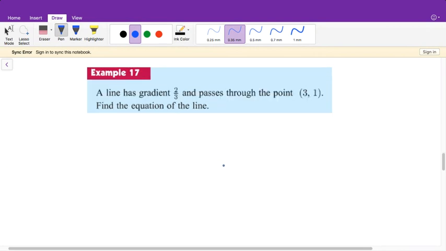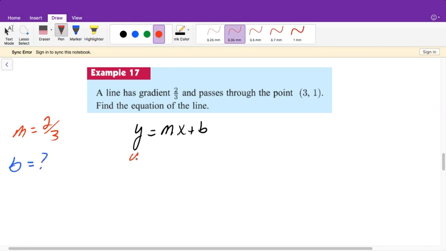For this one, we have the equation y is equal to mx plus b. It tells us that we have a gradient of 2 over 3, so I know my slope is equal to 2/3. And then it tells me it passes through the point (3, 1). So I don't know my b as is. That's something that we do not know. However, I can write this as y is equal to 2/3 x plus b.